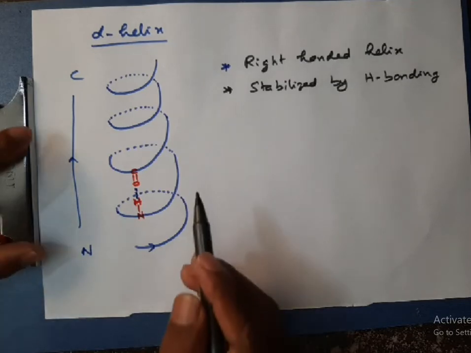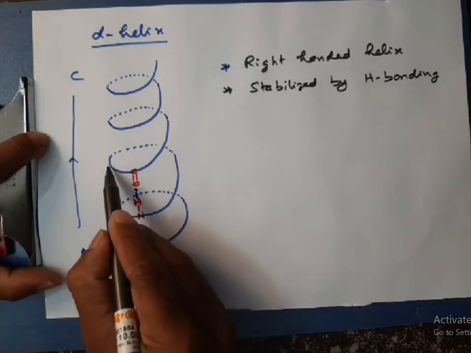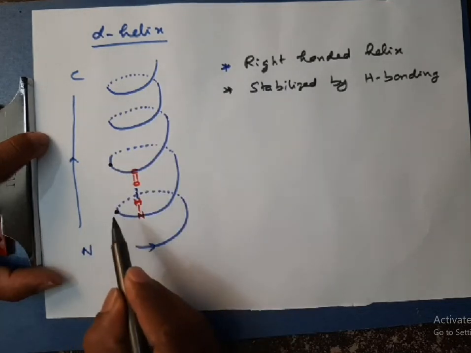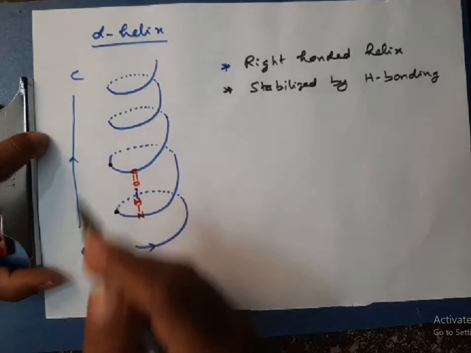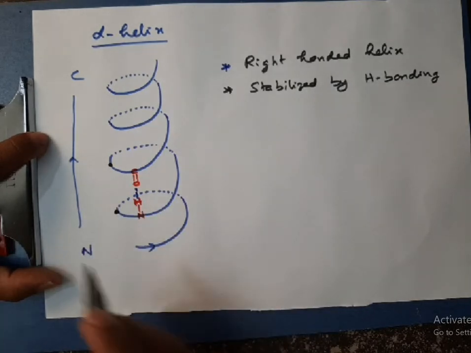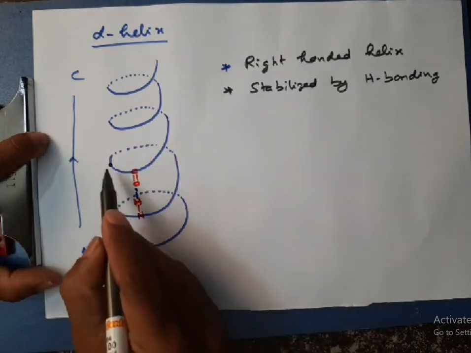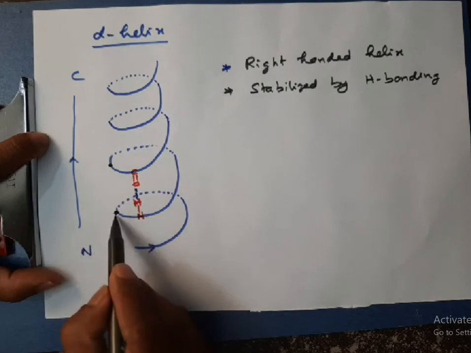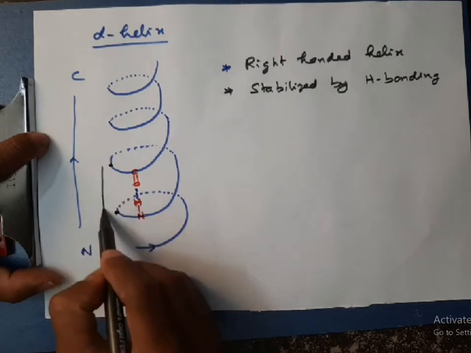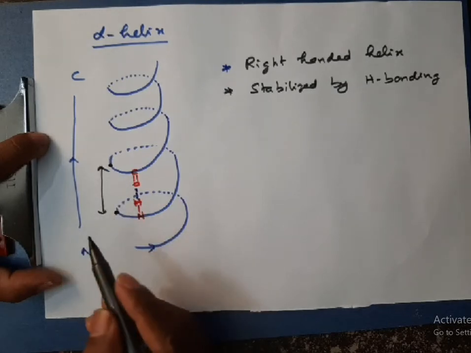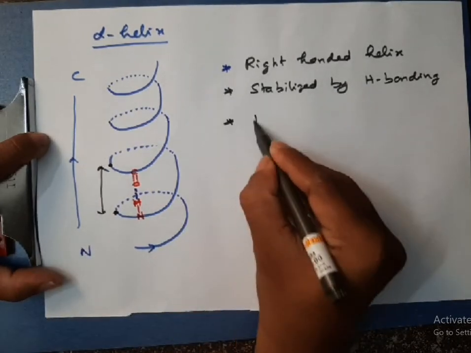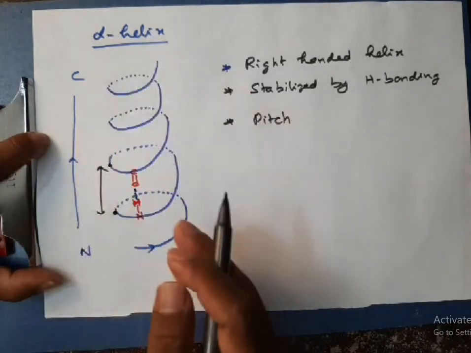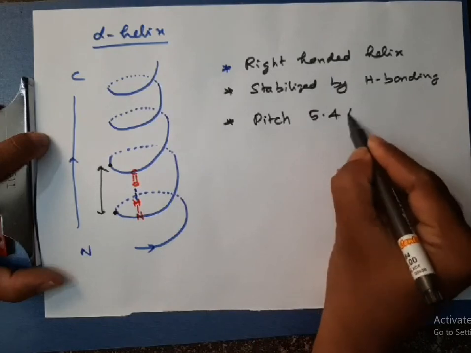And students, observe this carefully. I'll take a point in one turn. I'll take a similar point in the next immediate turn. It need not be the same amino acid, it's a different amino acid. Just geometrically, I'm showing. You take a point here and exactly at the same location, you take another point here. Measure the distance, and this distance is what we call the pitch. The pitch of an alpha helical structure is 5.4 angstrom units.